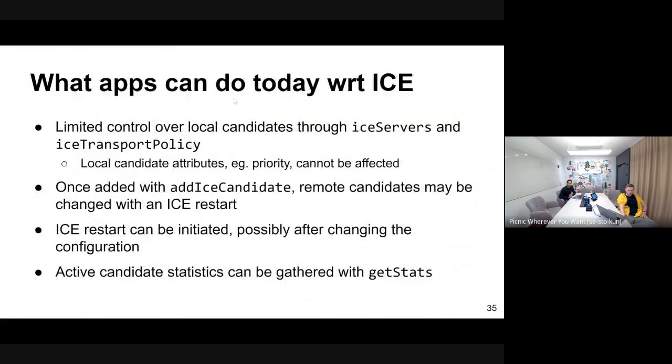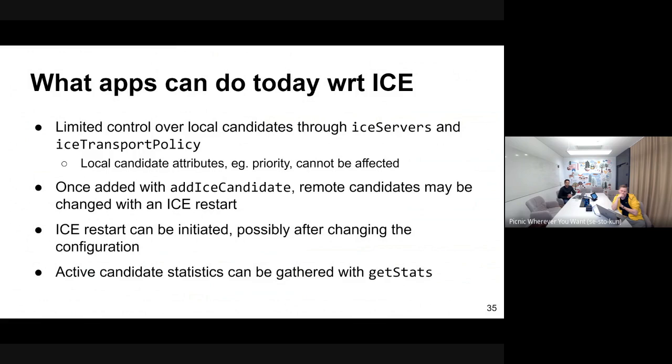Next slide, please. So why do we need a new API? What's possible today with respect to ICE? So with respect to local candidates, the ICE servers and ICE transport policy can be set in RTC configuration, but that pretty much limits what you could do with local candidates by restricting to relay candidates or all candidates. That's pretty much it. Any attributes on local candidates cannot be changed through the existing APIs.